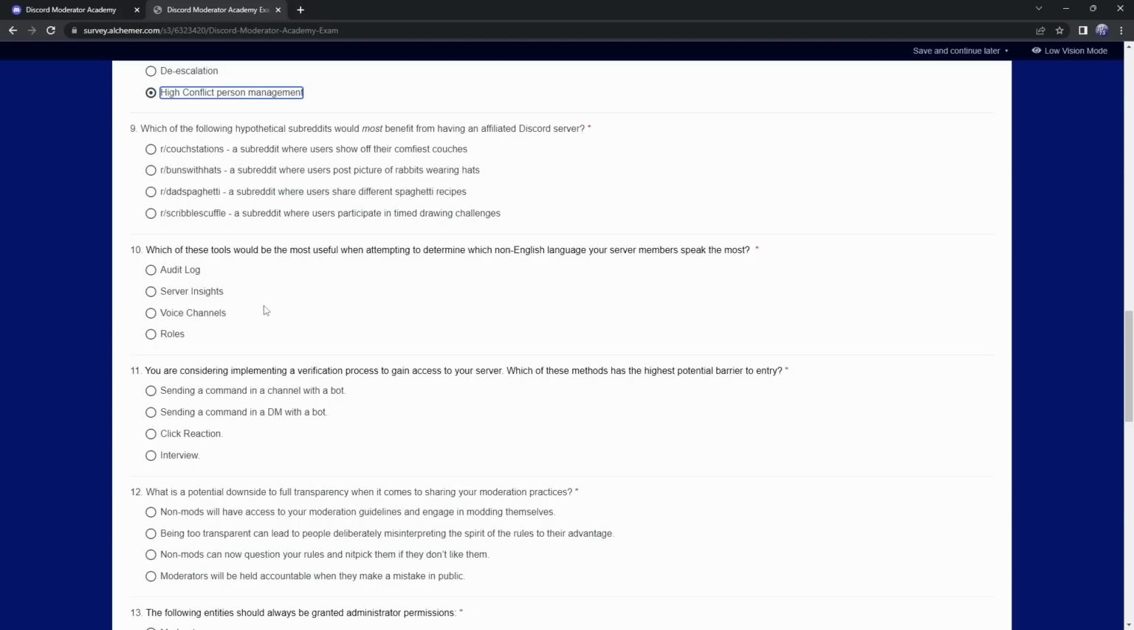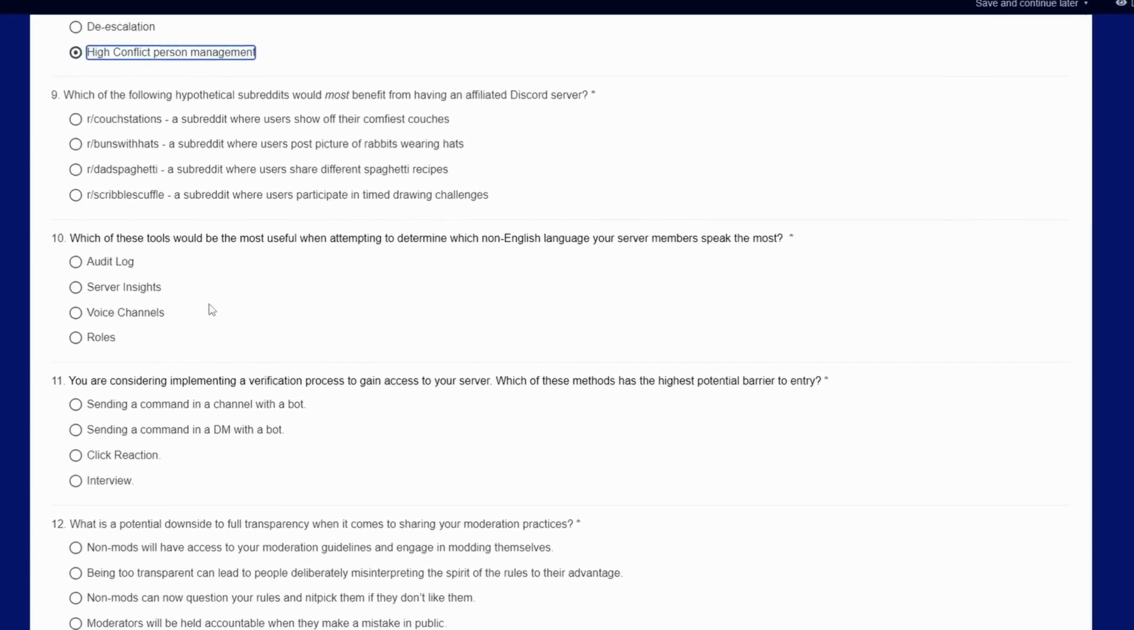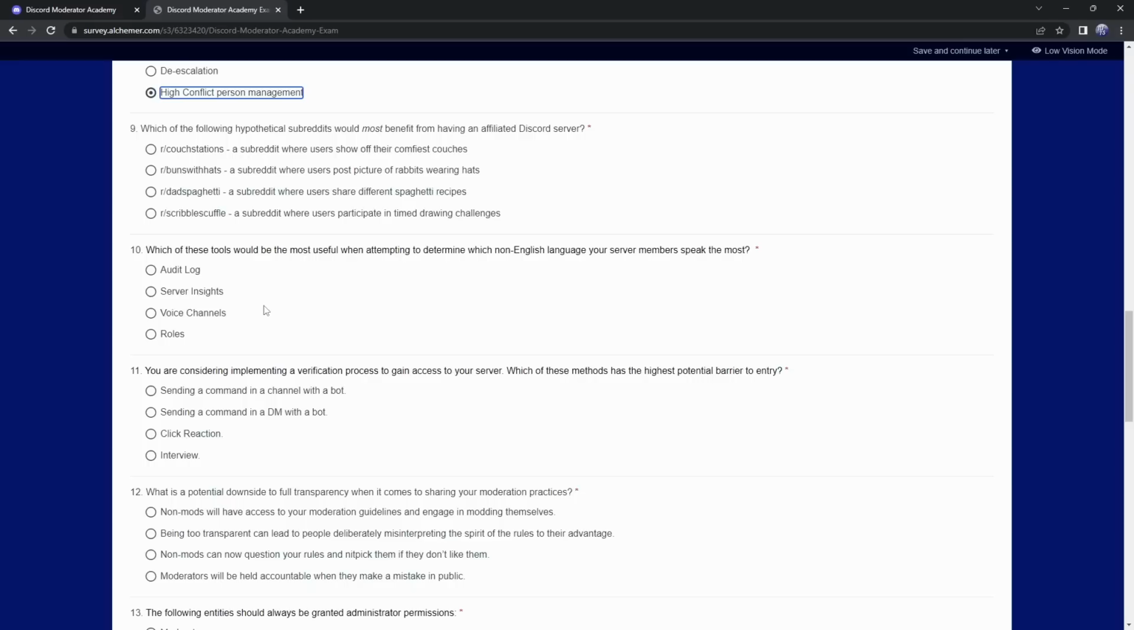Now, number 10, which of these tools would be the most useful when attempting to determine which none? There's a lot of words in here, but like, when would you tell if someone doesn't speak English on your server? And generally speaking, none of these answers make any sense. Audit logs, server insights, voice channels, and roles. I mean, it's not hard, you just look in the text channel. So the answer's not in here, I'm going to leave it blank once again.